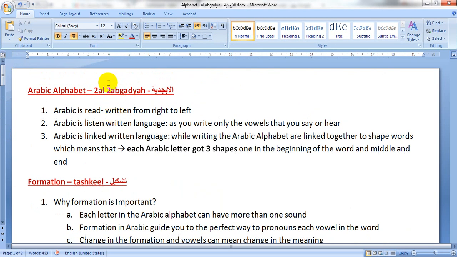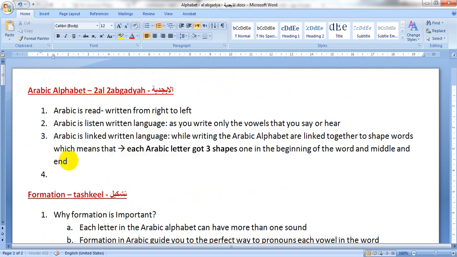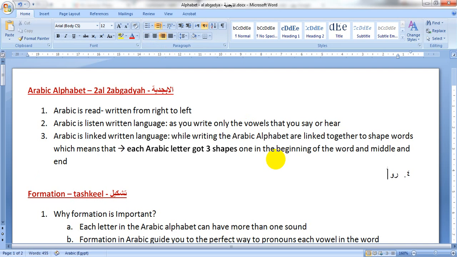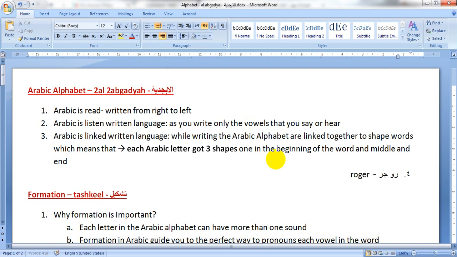So, the alphabet in Arabic, first of all, is written from right to left. If you want to say your name, for example, if your name is Roger, Roger will be sounded like this: Jar. But in English it will be like that. So here we start from right to left, but here we start from left to right. Okay, so this is it.